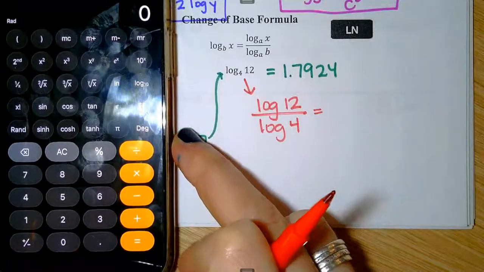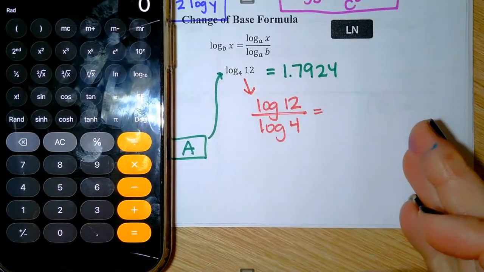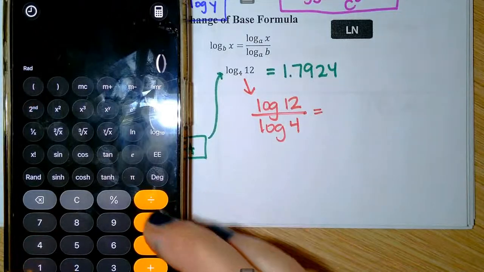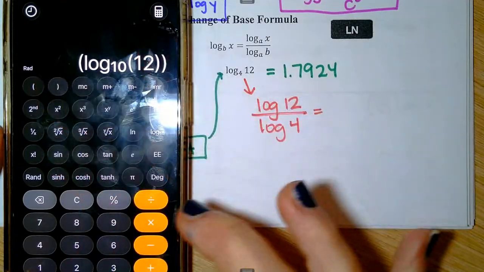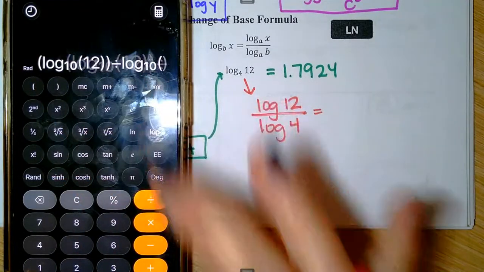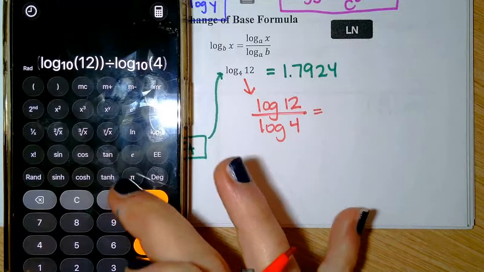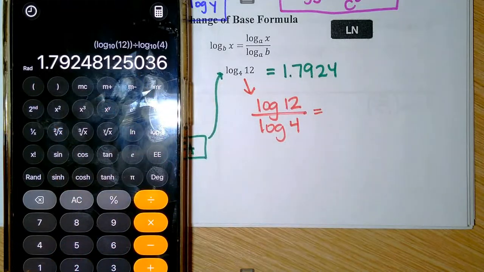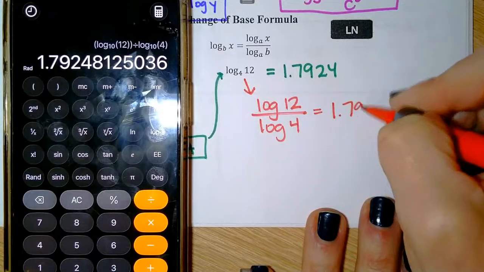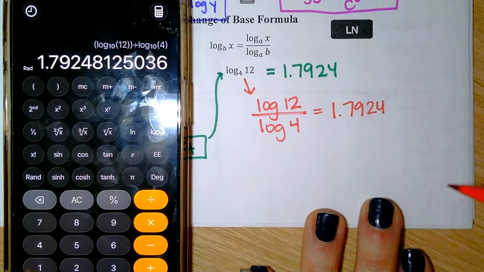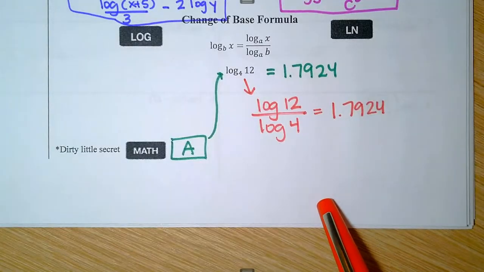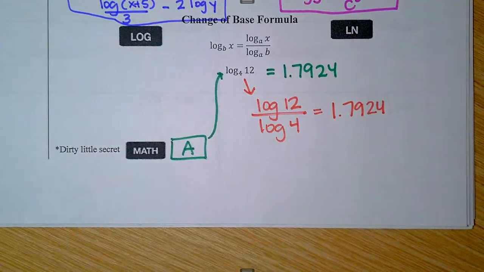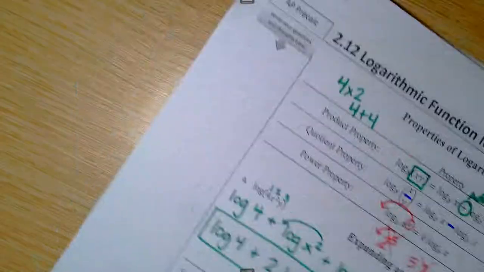So this is kind of pointless for you guys because you have the nice calculator. But if I put in parentheses log of 12 and I divide that by the log of 4 and I hit enter, I get 1.7924, which is the exact same thing. So that's all that is telling you, is when in doubt, you could always do it that way. But you don't have to because you have a nice calculator.